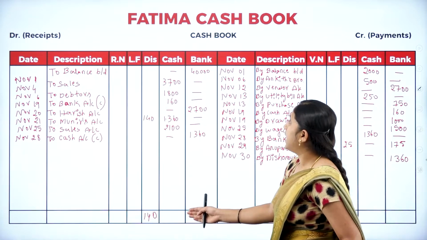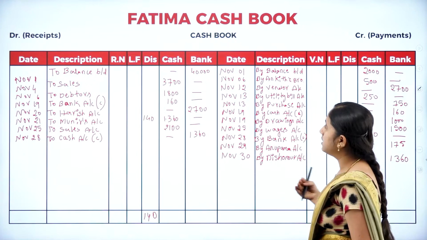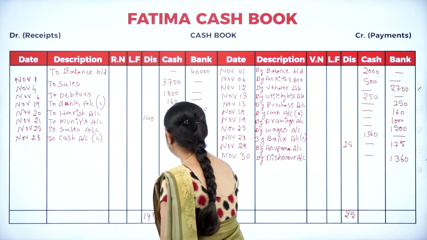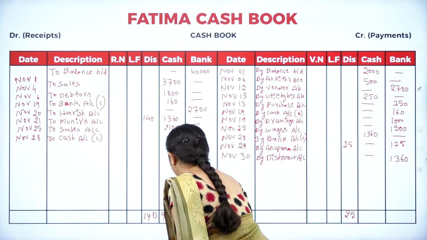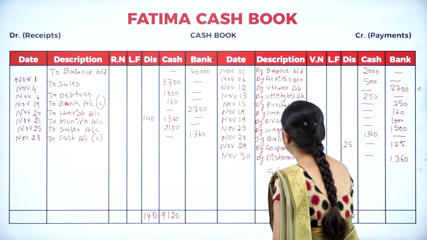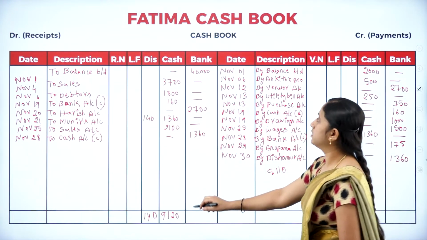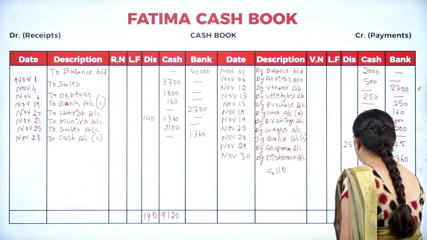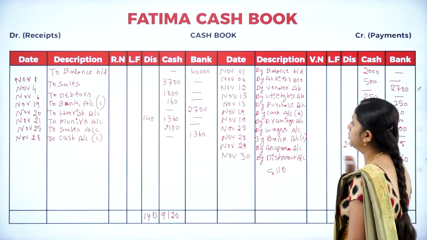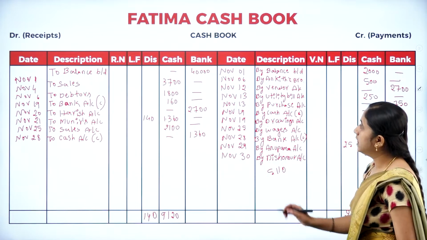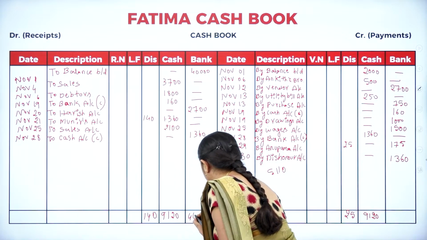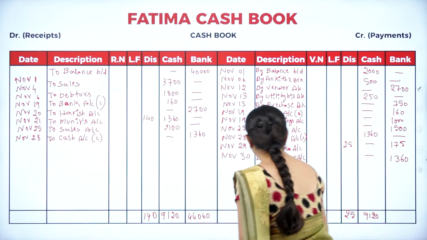So now make a total of cash from both the sides, debit and credit, write whichever is higher. So debit side total of cash is 9,120. Credit side total of cash column is 5,110. So debit cash is more, so write 9,120 on both the sides. Next, find the total of bank on both the sides, debit and credit side. So here debit side total is 44,060, 44,060, right? Both the sides 44,060.